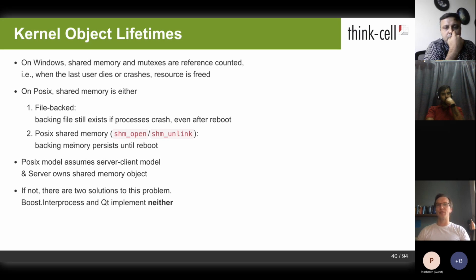So here POSIX assumes that we have a server-client model where the server owns the shared memory object, and when the server is restarted, it can just delete the old one and create a new shared memory object. But that's not the model that we have. That's not our application model in our ThinkCell application. And I could find 2 solutions to this problem, or rather, as you see, 1.5 solutions. And neither Boost Interprocess nor Qt implement them. So here we had to come up with something ourselves. So let's look at the 2 solutions to see what we did at ThinkCell just to fix this problem for us.